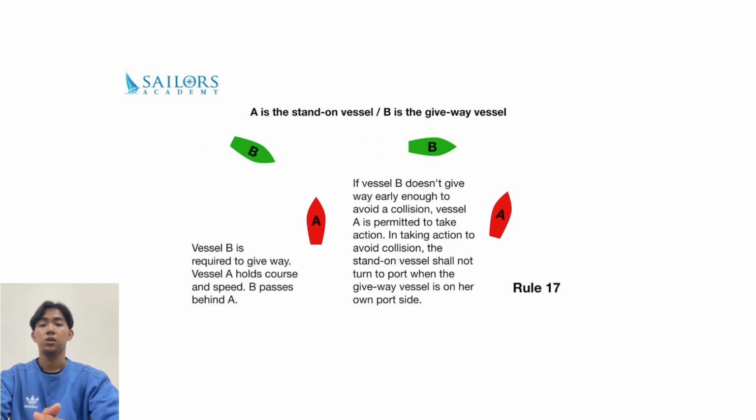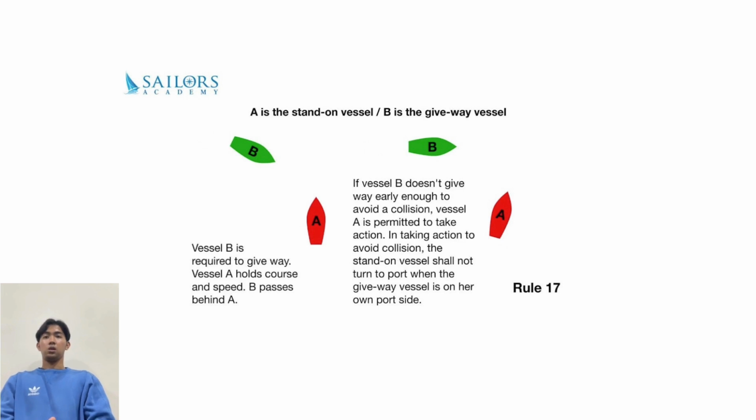Okay, Rule 17. The first point is maintaining course and speed. The stand-on vessel should generally maintain its course and speed. This provides predictability and helps to avoid confusion with the give-way vessel. Number 2 is monitoring the situation. The stand-on vessel has a responsibility to continuously monitor the situation and assess the action of the give-way vessel.